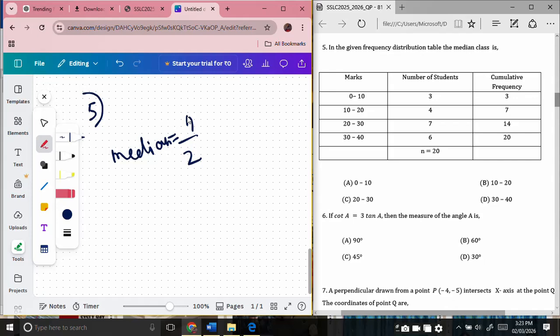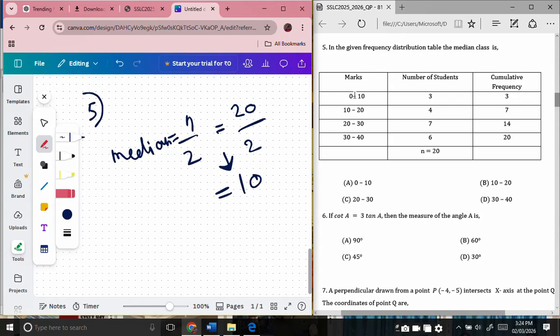Next, we have to see the total students. How many are the total students? 3 plus 4 plus 7 plus 8 is equal to 20. So 20 are the students, right? So n is 20 by 2. So what will be the answer? It is going to be 10.